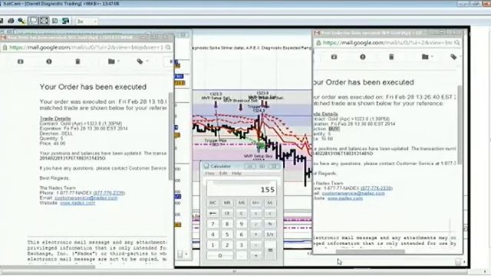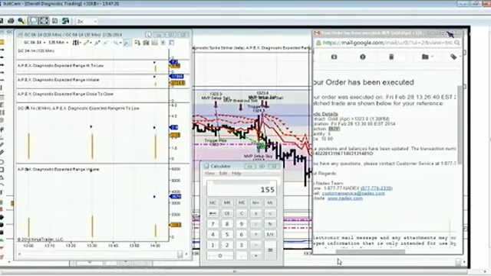Done on that one. And let's see here. Pull up some FX charts. Get rid of that. Get rid of that. Get rid of that.